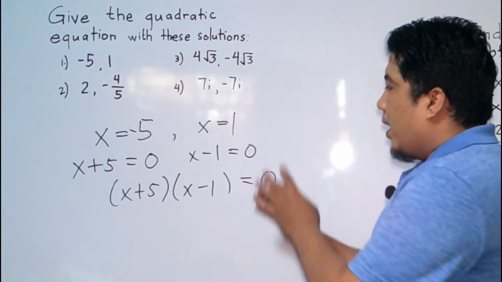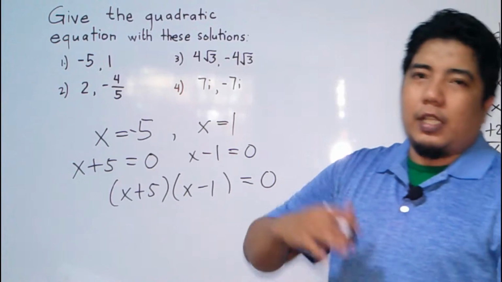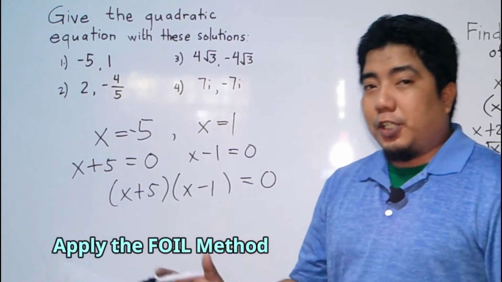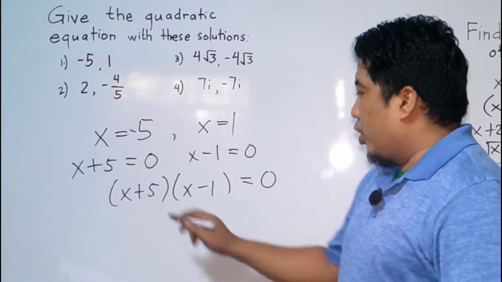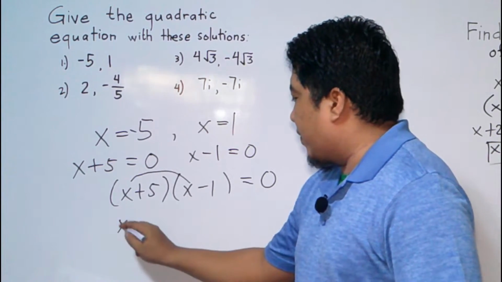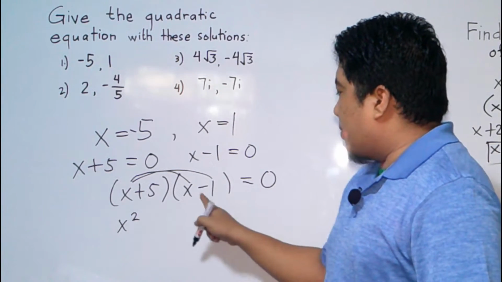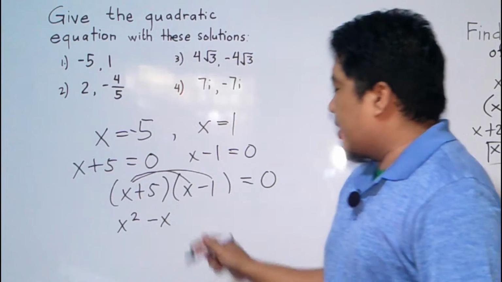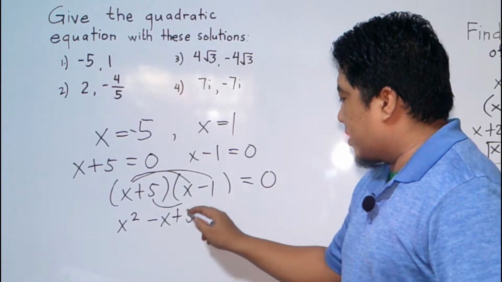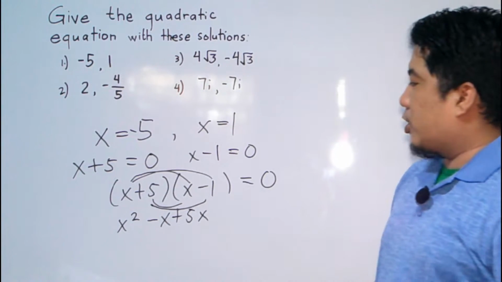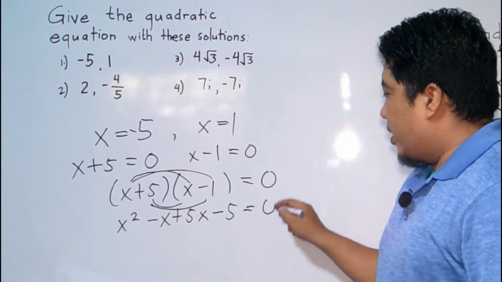Now, after you get this one, what you will do is you just apply the FOIL method. The first terms, the outer terms, the inner terms, and the last terms. So we start with the first terms. That will give us x squared. We multiply them. Then the outer terms, x times negative 1, that is negative x. Then the inner terms, 5 times x, that is positive 5x. And finally, the last terms, positive 5 times negative 1, that is negative 5.